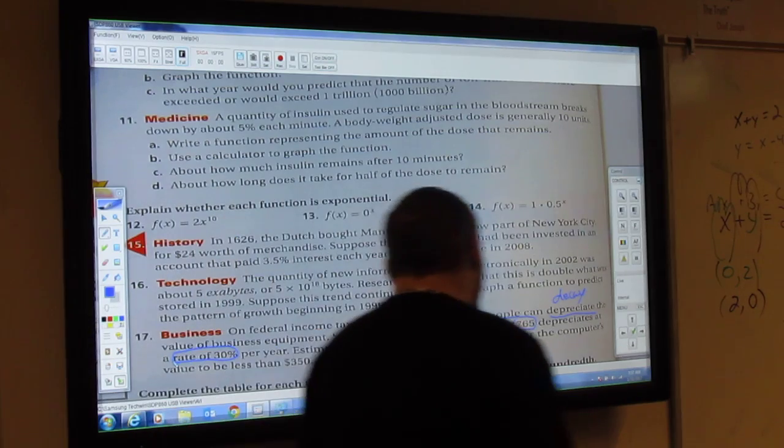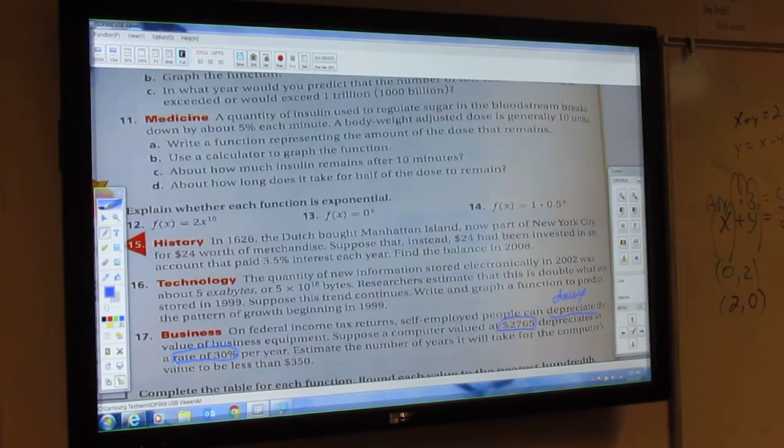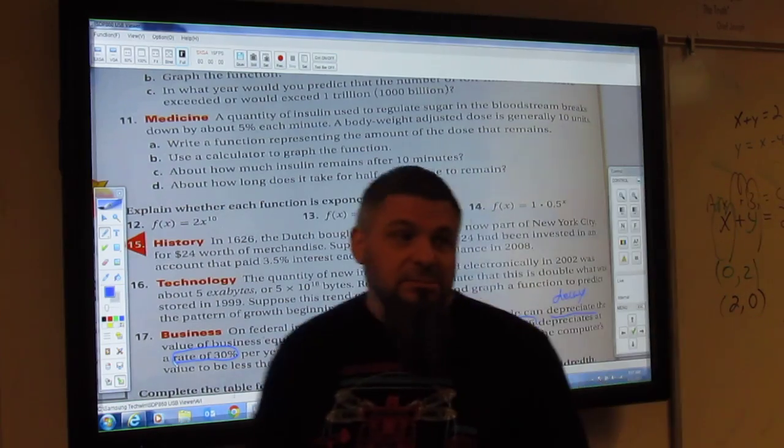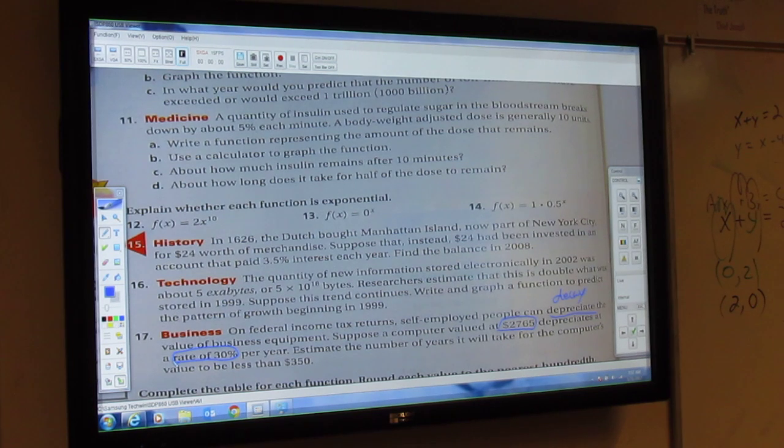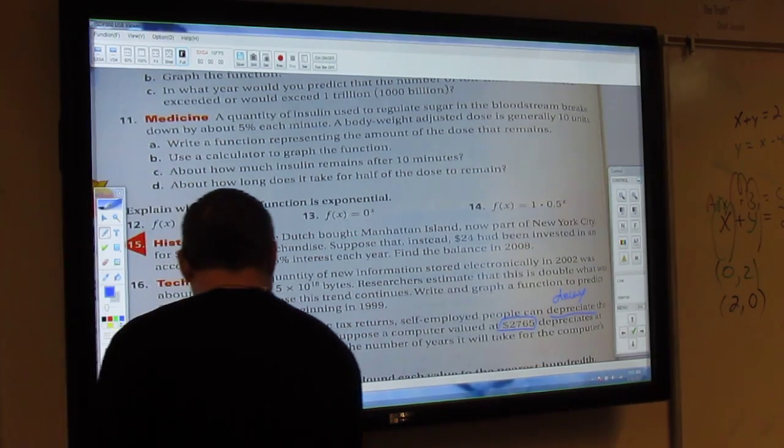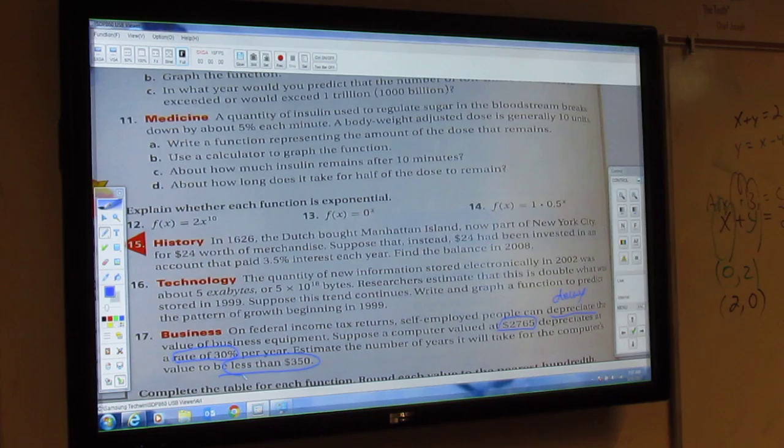Okay? Estimate the number of years it will take for the value of the computer to get less than 350. So we don't know the time, but we want to know the time when A is less than 350. They should say less than, so we'll just say less than, when A is less than 350.